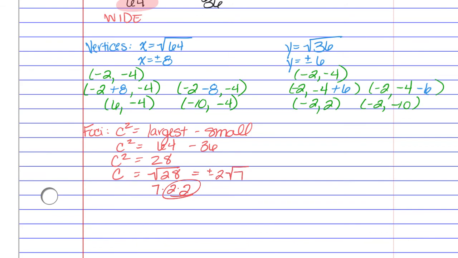Again, our foci is distance from the center. So here's my center, along your major axis. So we had determined that our major axis was our x-axis. So we're going to take that number and I'm going to add and subtract the distance of my foci. And since it is an irrational number, I can leave it written just like that.